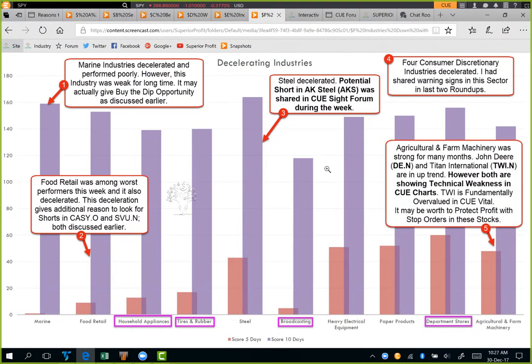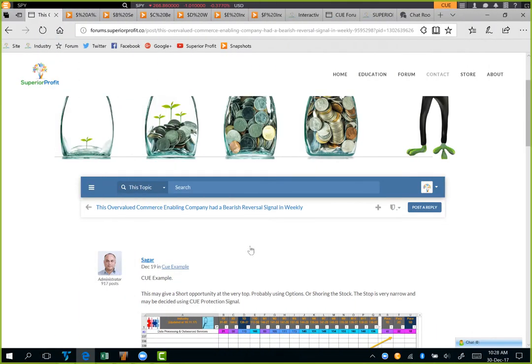I wanted to share a trade example where using fine-tuned chart, I could precisely take a short trade. The trade was actually based on an insight that was shared in Q example forum on MasterCard. This overvalued commerce enabling company had a bearish reversal signal in weekly. It was posted on December 19th.